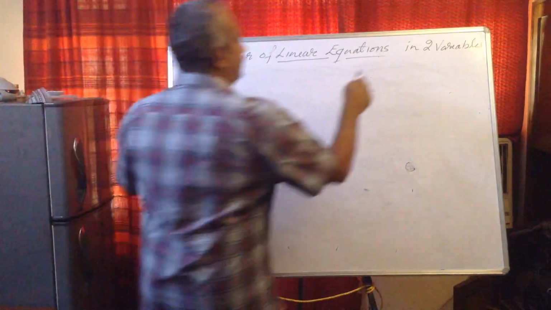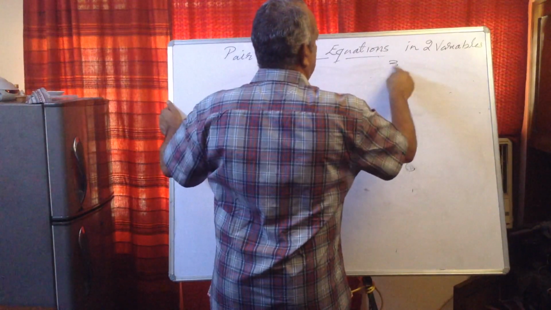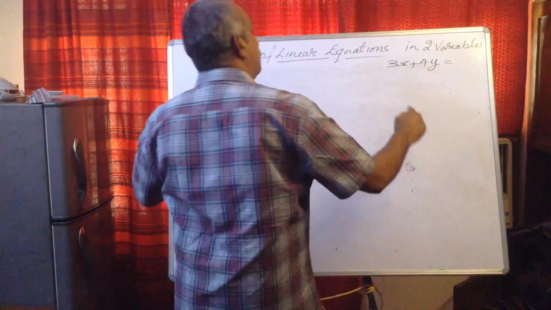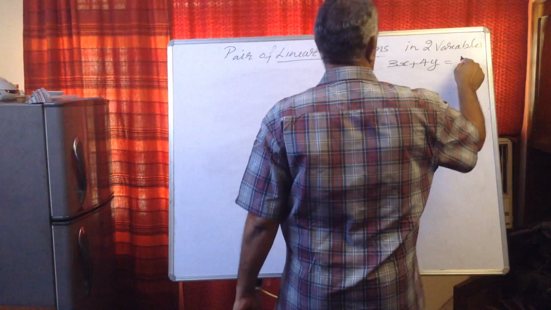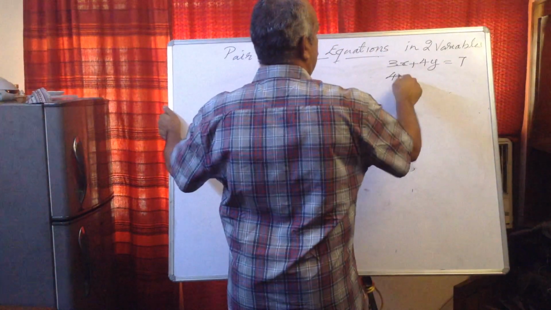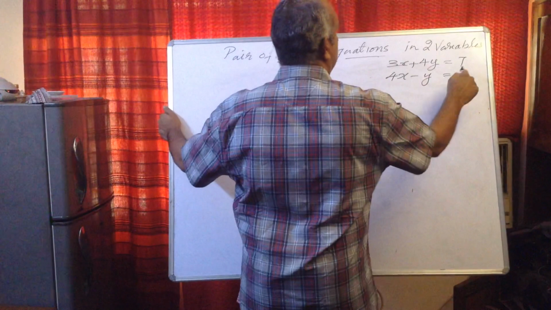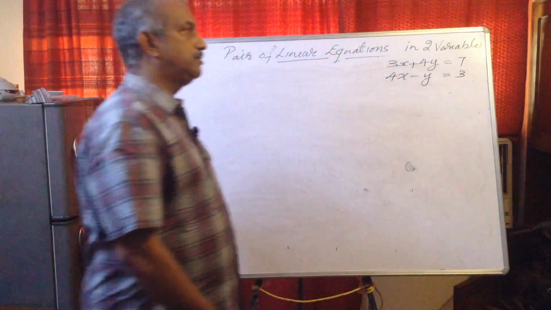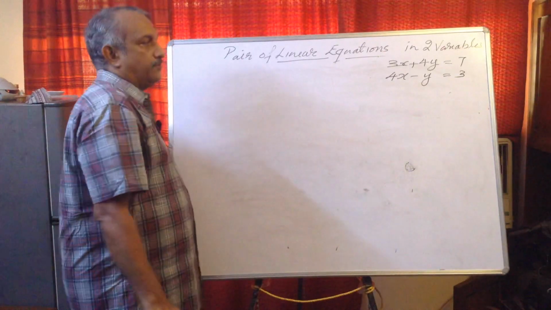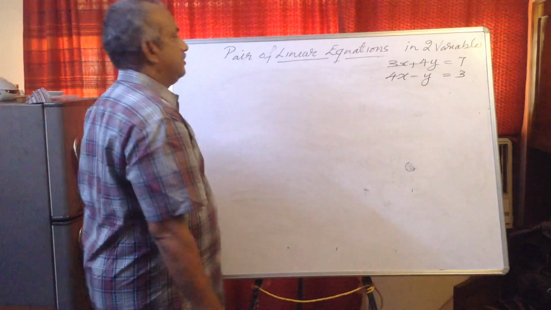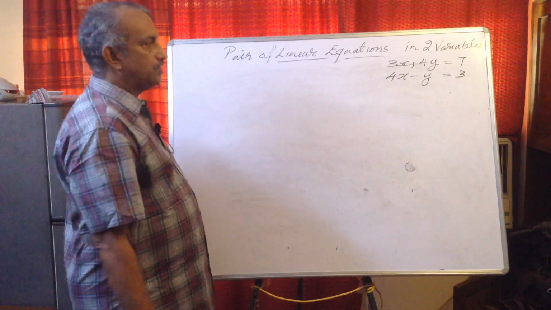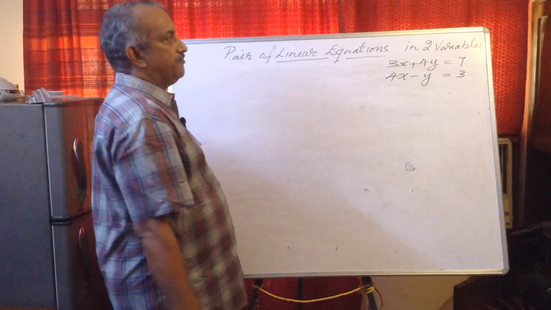Okay, say 3x plus 4y is equal to 7 and 4x minus y is equal to 3. I am taking these two equations. 3x plus 4y is equal to 7 and 4x minus y is equal to 3. So first, by graphical method, we have to find at least two solutions and draw the graph, and then we have to find the solution.